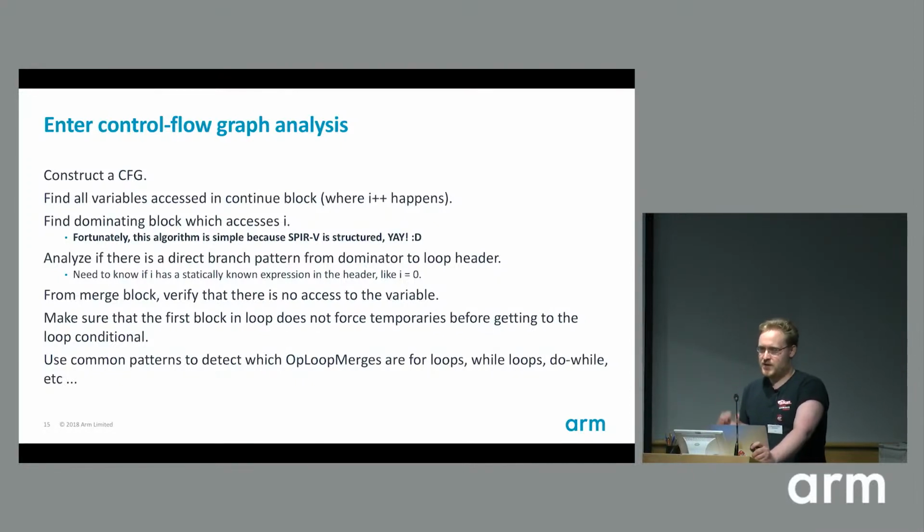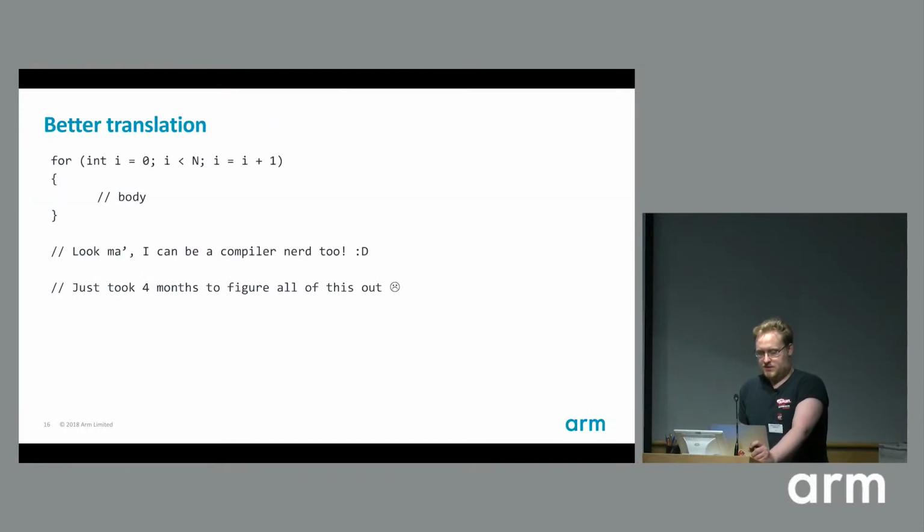Turns out this is really nice because SPIR is structured. So thanks to the SPIR folks for that. If it was unstructured, this tool would not exist. And then check if there are some direct branches from that block to the loop. That means I can statically deduce the initializer. Okay, that's cool. And then is it accessed outside the loop? If it's not, okay, I've reduced the scope now to the for loop, and I can go from there. And this took 4 months to figure out. Yeah, it took a while.